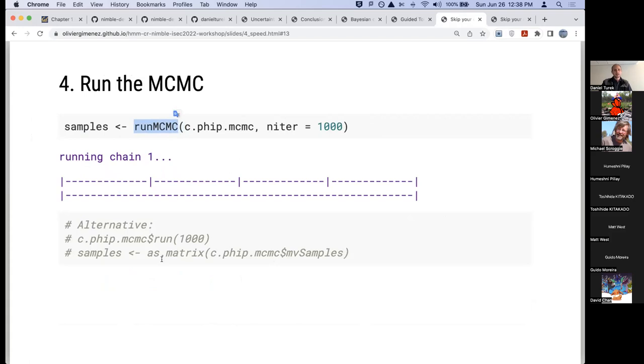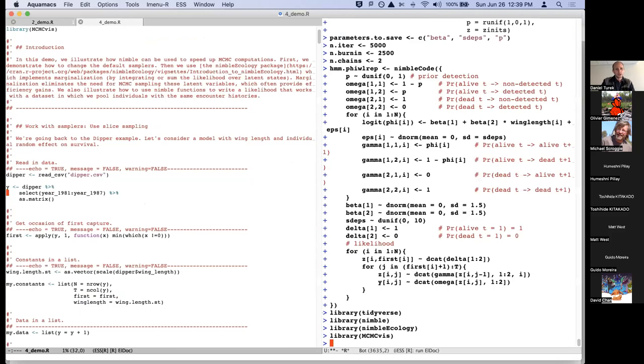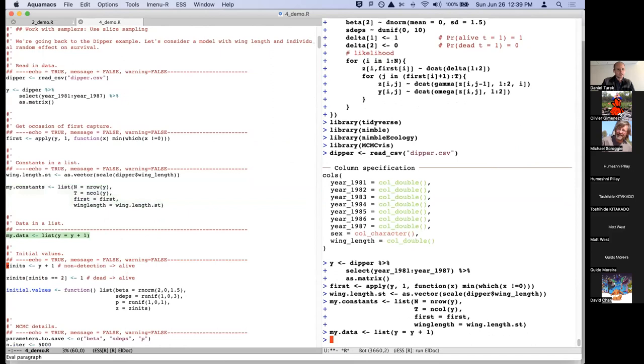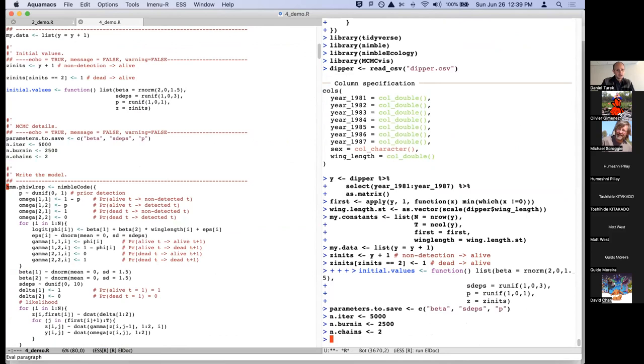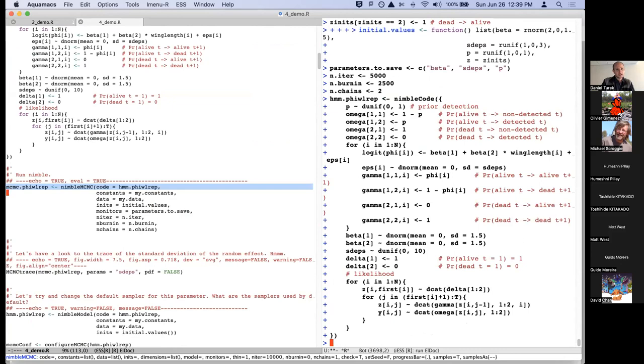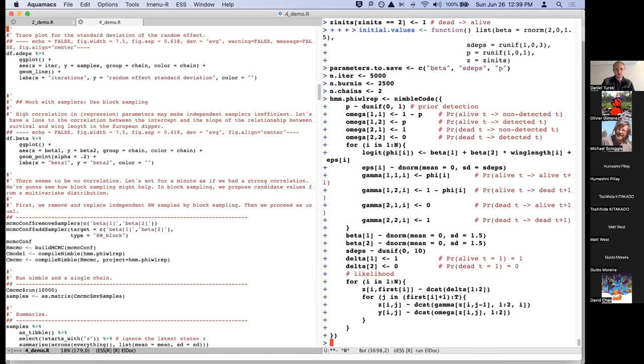So let me actually just show this and talk about a few things. Here we are with this Dipper data. I'm going to get quickly just to where we create the model object. Here are the constants, the data, the initial values, etc. We're not going to use this stuff yet. This is for the MCMC. We don't need this yet, but we define it right here. Here's the model code, as we've discussed. Here is using nimbleMCMC. This is not, in fact, what I want right here. So for the full example, here is what we want for creating the Nimble model. This is exactly what we described. So this just creates the Nimble model object.